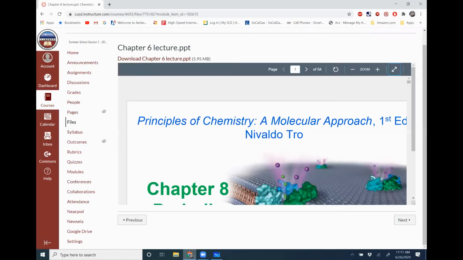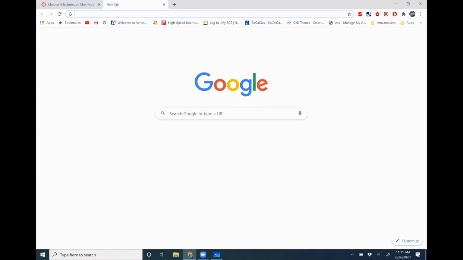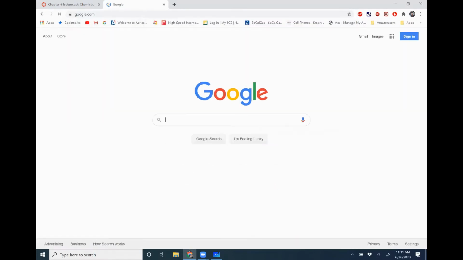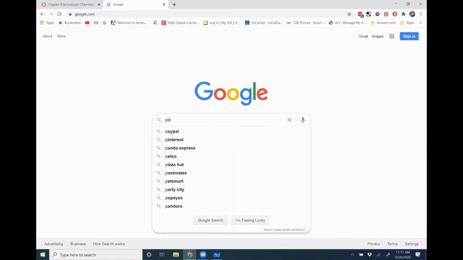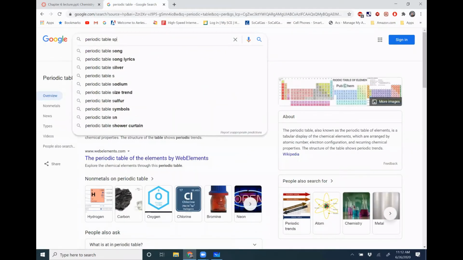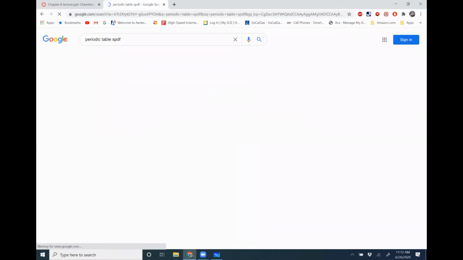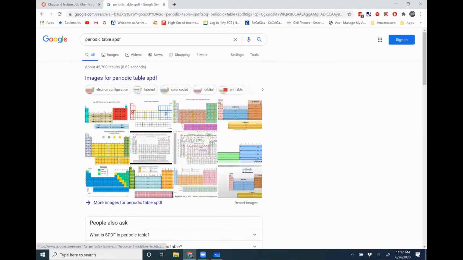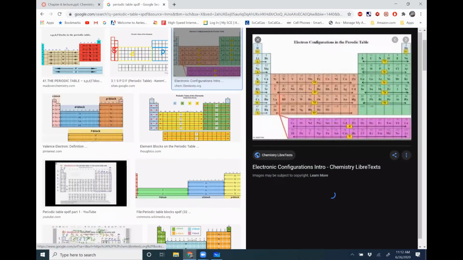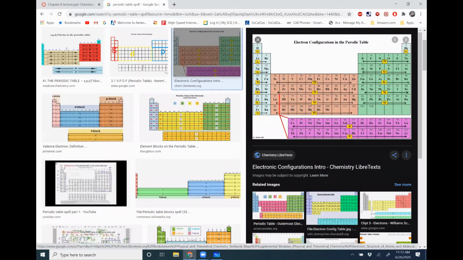If we're not going to use the orbital diagram, we can use a periodic table. Google periodic table. Let's do the SPDF there. So if we look at the periodic table, it can be broken down into these 4 regions, which we can call the S, the P, the D, and the F block.